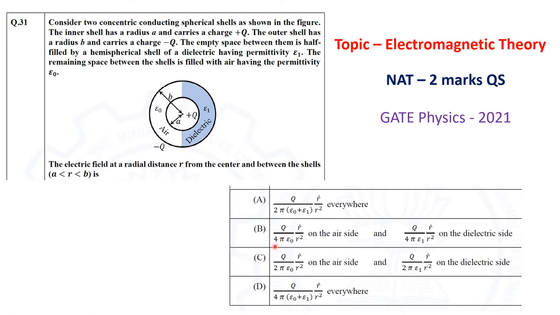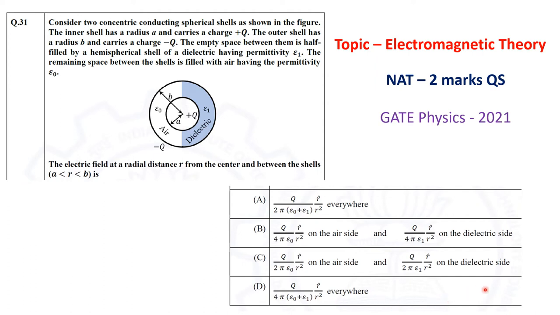Option B, q by 4 pi epsilon naught multiplied with 1 by r square along the r cap direction on the air side, and q by 4 pi epsilon 1 multiplied with 1 by r square along the r cap direction on the dielectric side. Option C, q by 2 pi epsilon naught multiplied with 1 by r square along the r cap direction on the air side, and q by 2 pi epsilon 1 multiplied with 1 by r square along the r cap direction on the dielectric side. Option D is q by 4 pi times epsilon naught plus epsilon 1 multiplied with 1 by r square along the r cap direction everywhere.